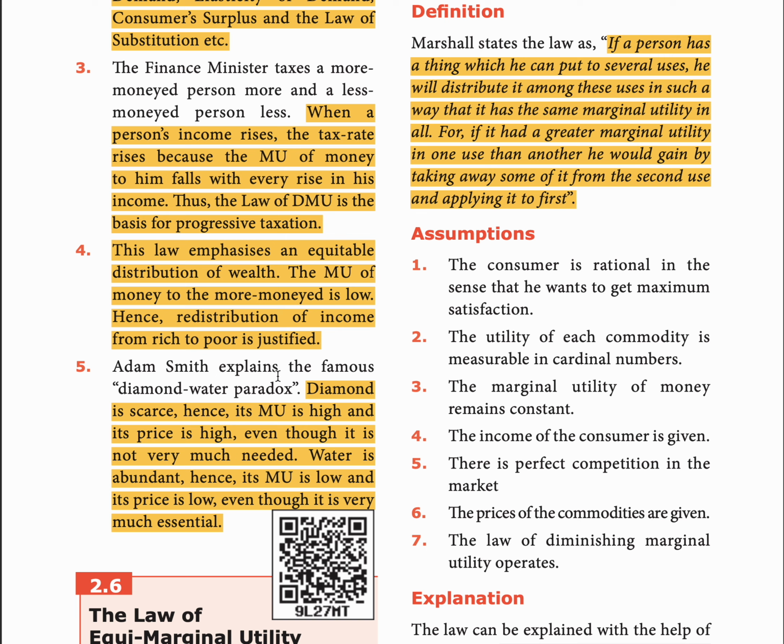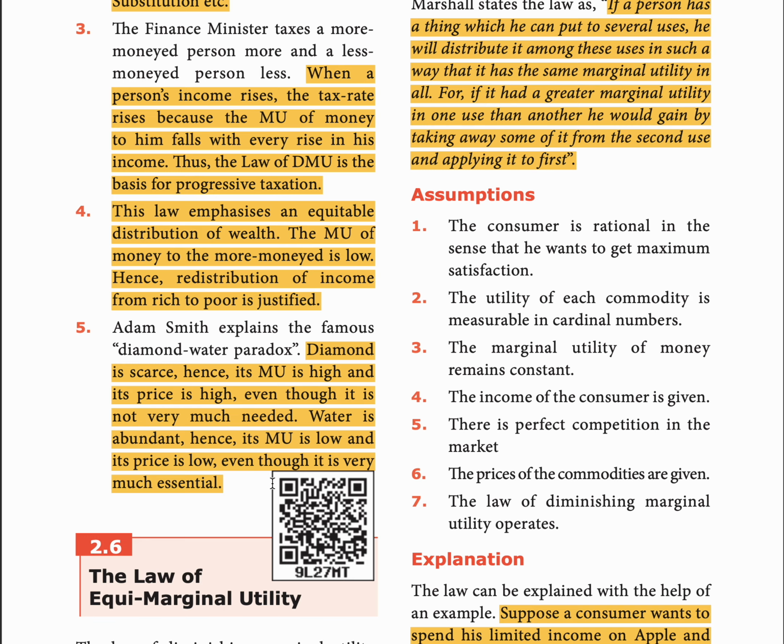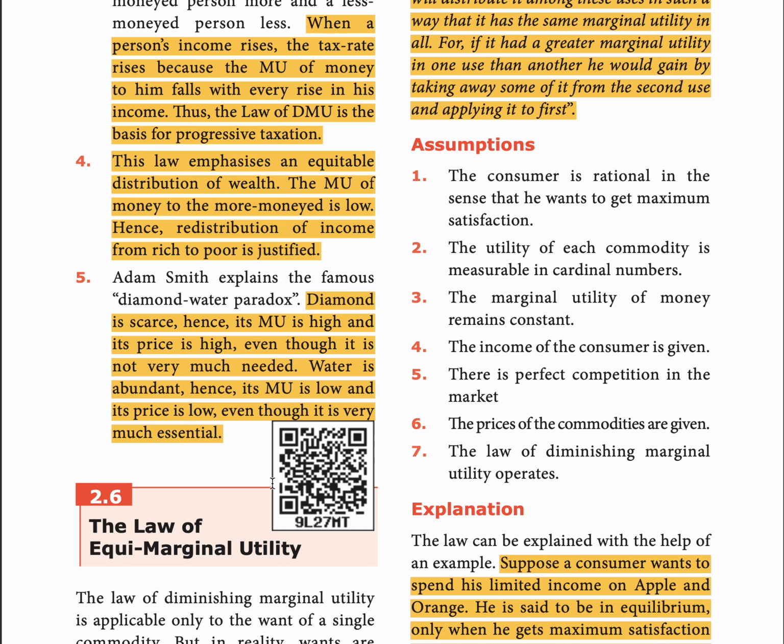It also explains the famous diamond-water paradox. Diamond is scarce, hence its MU is high and its price is high, even though it is not very much needed. Water is abundant, hence its MU is low and its price is low, even though it is very much essential. So it is saying that diamond's MU is high because it is very scarce.